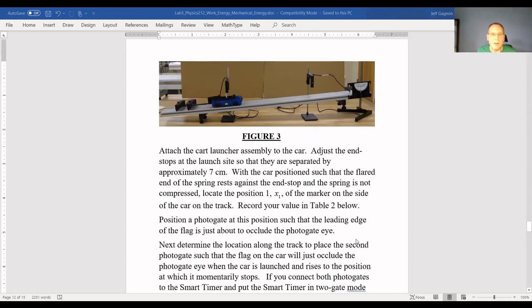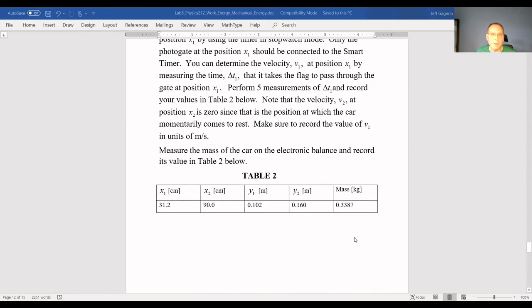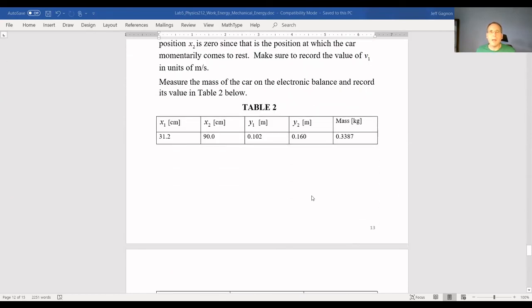Okay, so in terms of your lab report, here's what you need to do. I measured the initial height. So y1 is the initial height. This is in meters. And then when the cart launched up and reached the highest point, I measured it there as well. This is the highest point, 0.160 meters. And we also are going to need the mass of the cart at some point.